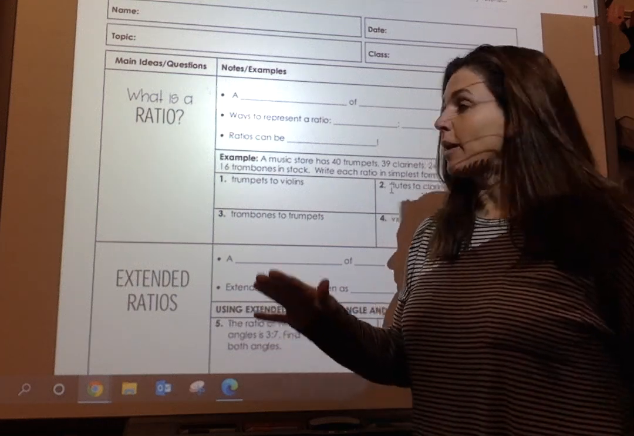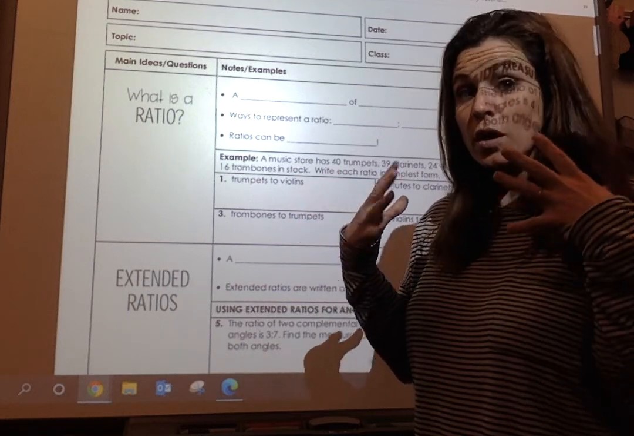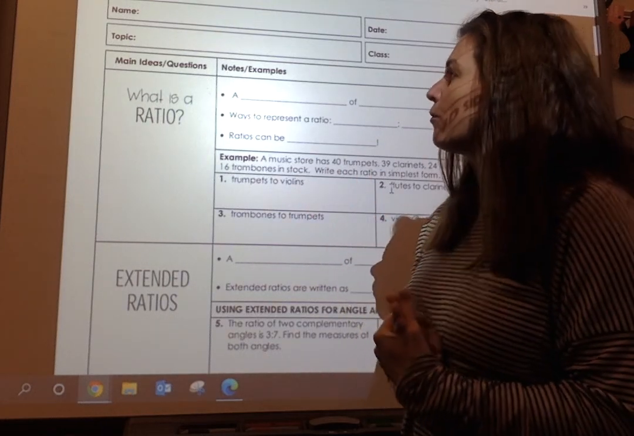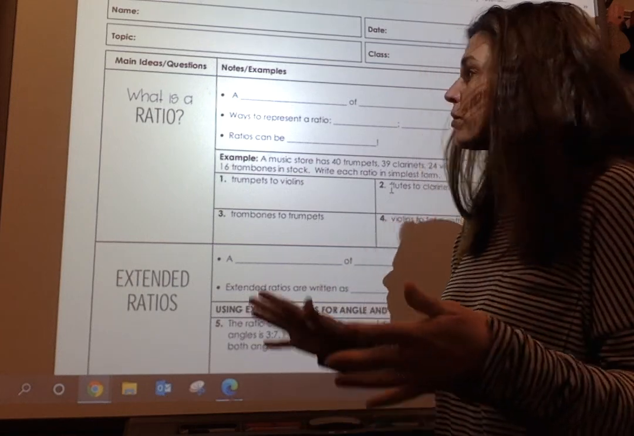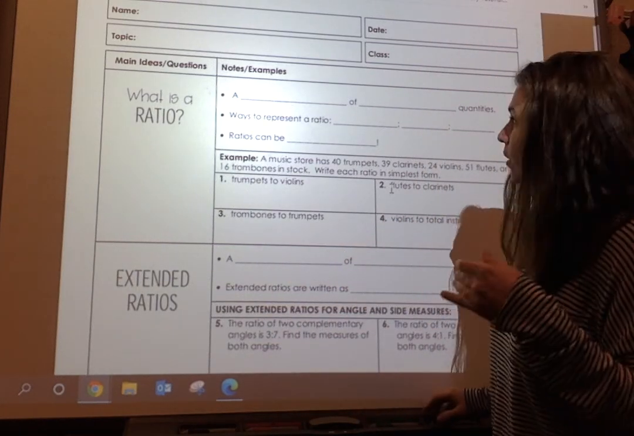So this unit is about similar triangles, and before we get to the bulk of what similar triangles are and how we go about solving them, we have to have a refresher on ratios and proportions. So that's the first thing we're going to do here. And what is the definition of a ratio?